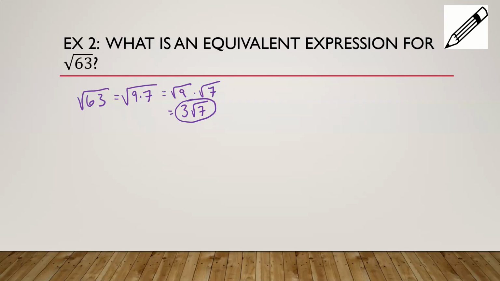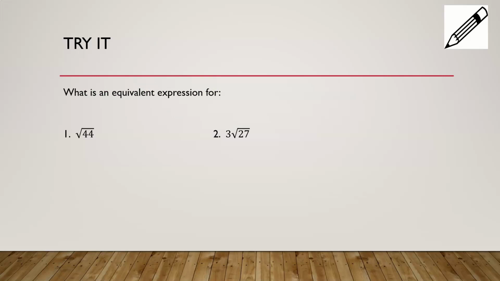Okay, now that we've done a lot of examples, I want you to pause the video and try both of these on your own. So the first one's pretty straightforward from what we've been doing. I see the square root of 44, and I thought of 4 times 11. So I rewrote it as the square root of 4 times the square root of 11. Square root of 4 is 2. Root 11 is as simple as it gets.